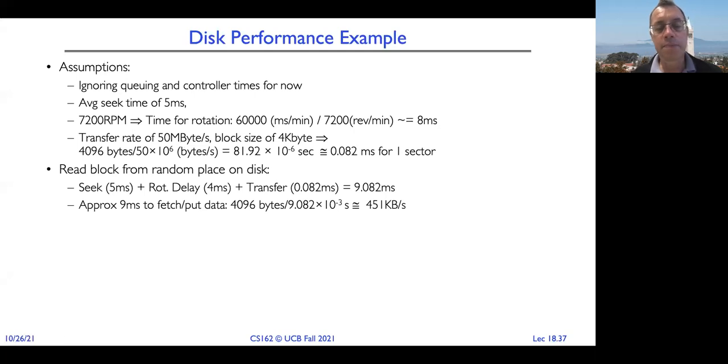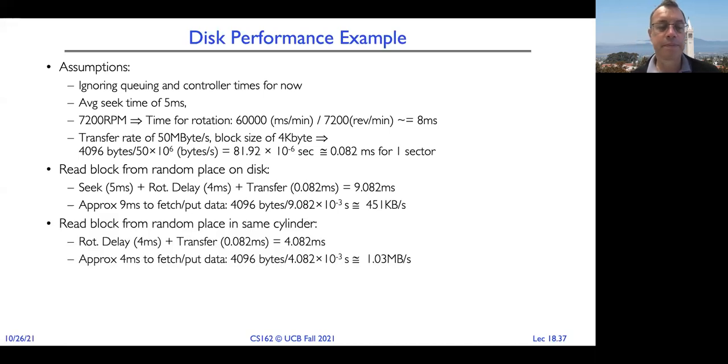So then, reading a block from a random place on the disk, you need to seek first to the track, you need to wait for the sector, and then you read it. So it takes a little bit more than 9 milliseconds, which is equivalent to about 450 kilobytes per second transfer speed.